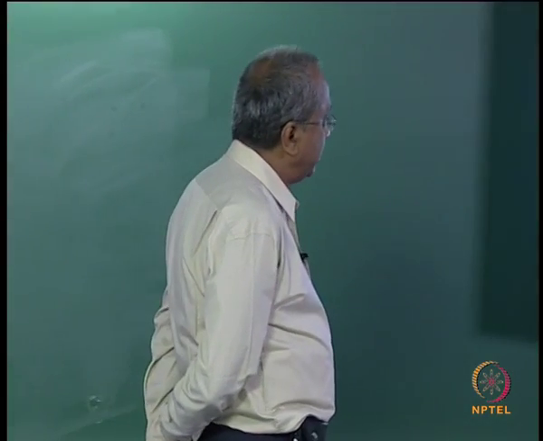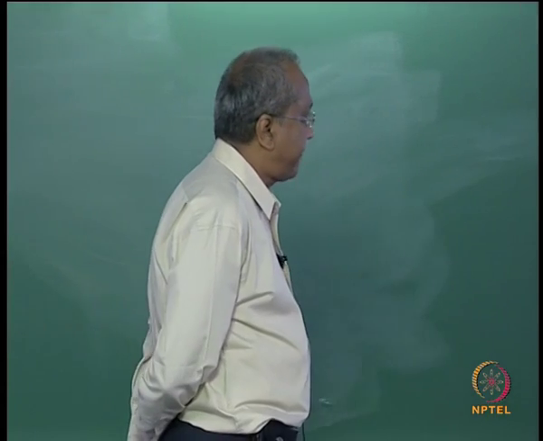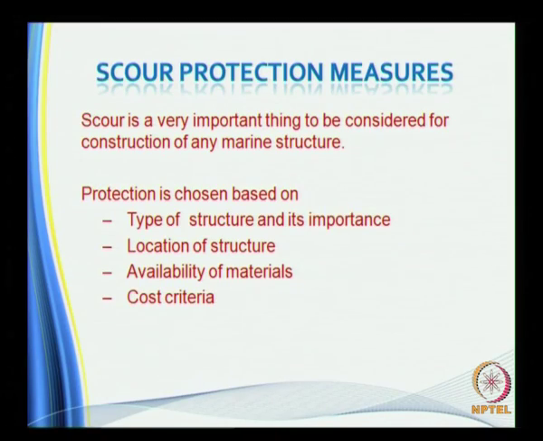So now we will move on to scour protection measures. As I said earlier, it is a very important aspect to be considered for the construction of any marine structure. Protection is chosen based on the type of structure and its importance, location of the structure, availability of material, what kind of materials are available, and finally the most important is the cost criteria. We have a wide range of products that could be thought of, but careful planning is needed.